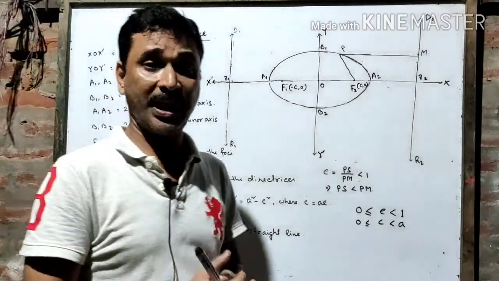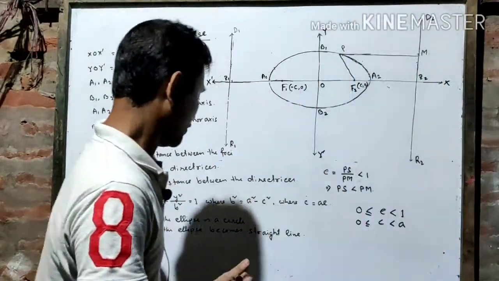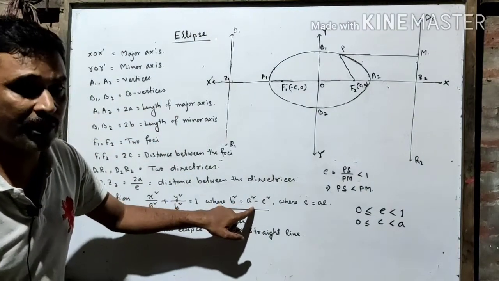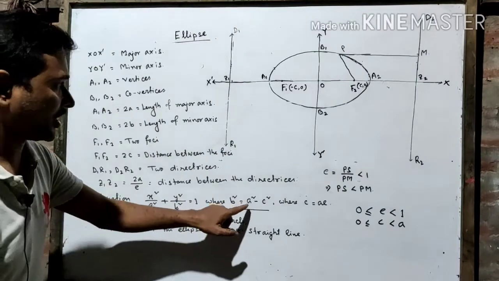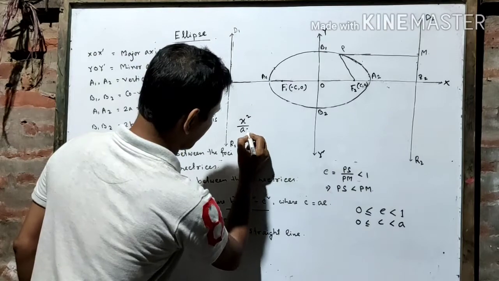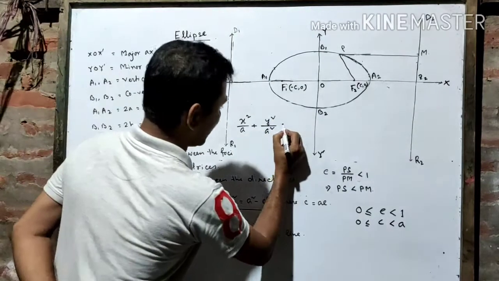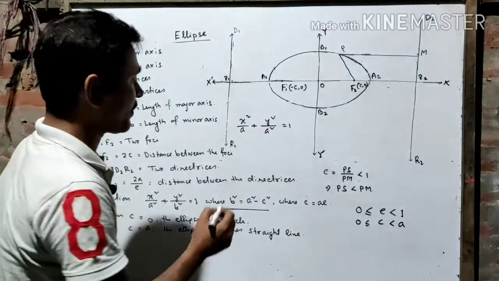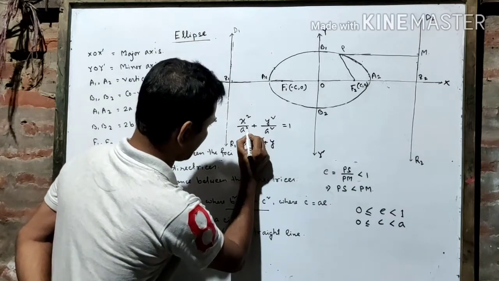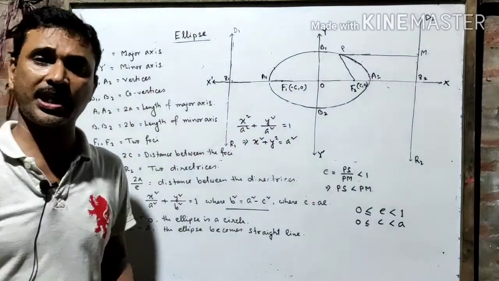Now, what shape does it take? When c becomes 0, you may observe from this relation that b square will be equal to a square. In the equation of the ellipse, if we write a square in place of b square, on simplification it becomes x square plus y square is equal to a square.